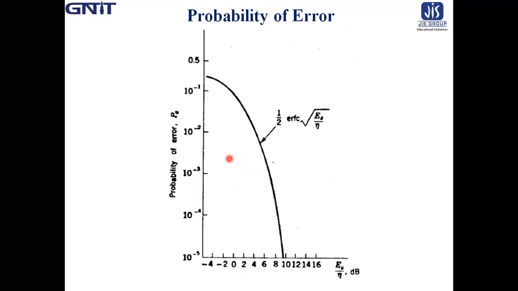So this is all about your baseband receiver and probability of error calculation of integrator and dump filter or dump receiver.